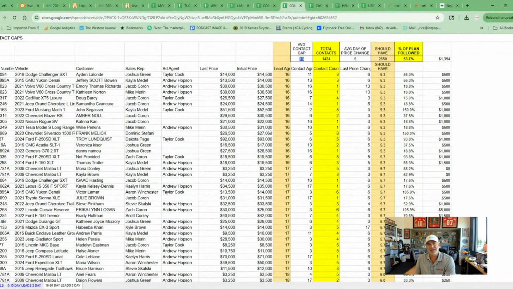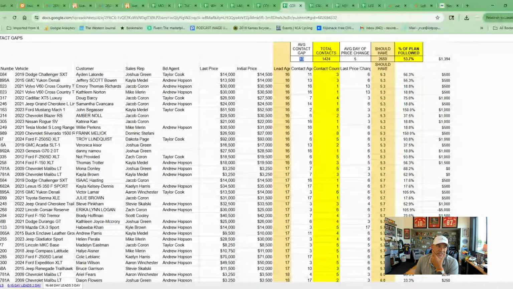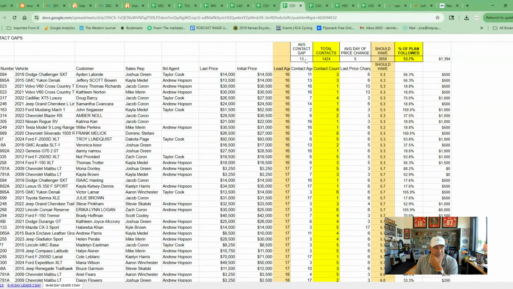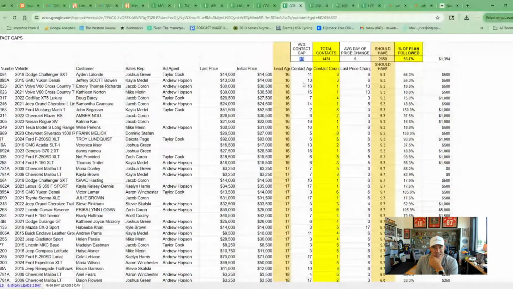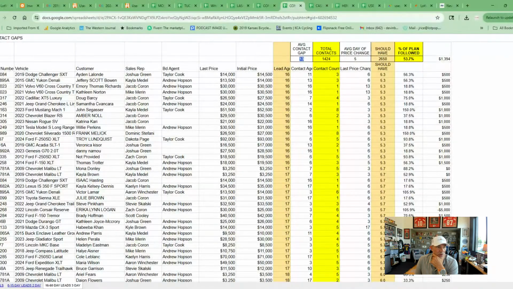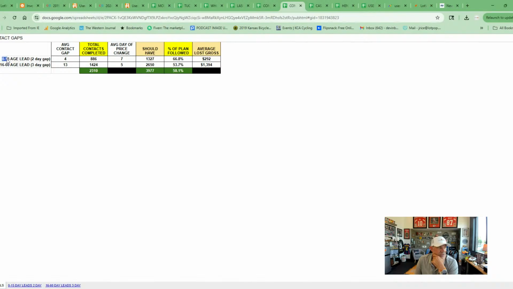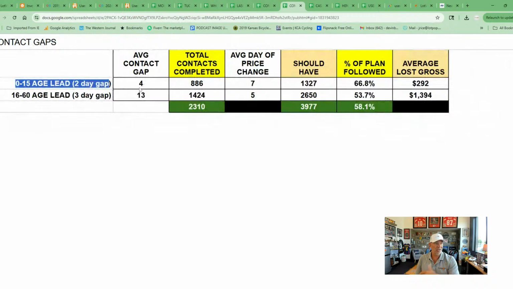If I'm dropping my price, let's say $500 every 7 to 10 days, and I don't reach out to the customer every 13 days, how much gross am I leaving on the table by not increasing my contact ratio on those customers? So how the total math worked was, for 0 to 15-day leads, the dealership gave it a 2-day gap. They actually had a 4-day gap. They only did 67% of that workflow. And on a 13-day lead, again, they're only doing 54%, for a total of only hitting 58% of the goal.